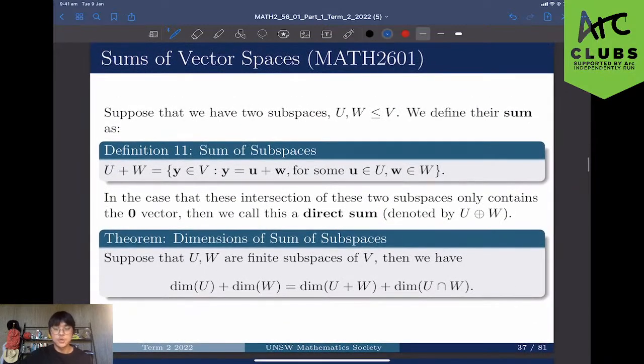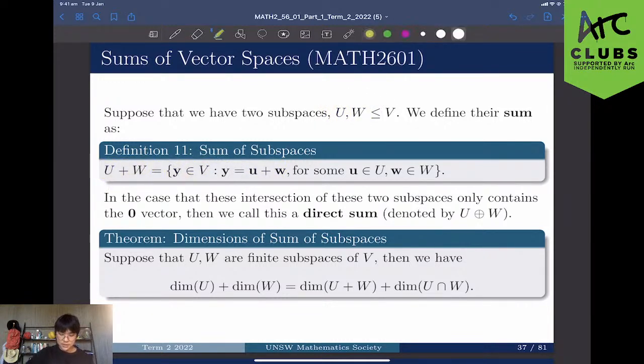And this is the final topic I'm going to do. This is a Math2601 topic. For sums of vector spaces, we define the sum of two subspaces as U plus W. These are the elements of V that can be constructed as an element from U plus an element from W.